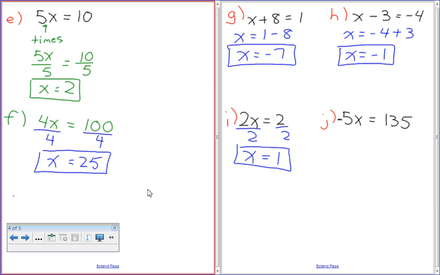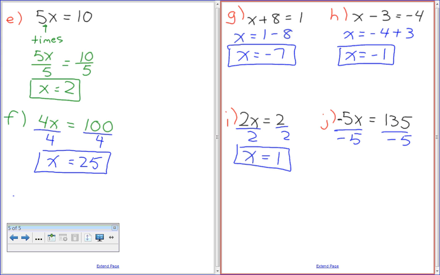All right, sorry, Mac. This one's a little trickier here. Negative 5x equals 135. Any ideas? I don't know. Somebody else want to help? Negative 27. What's that? Negative 27. It is negative 27. How'd you get that? Other than a lucky guess. I divided negative 5 by negative 5. Good.